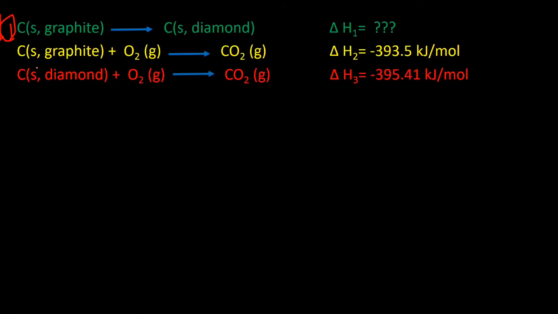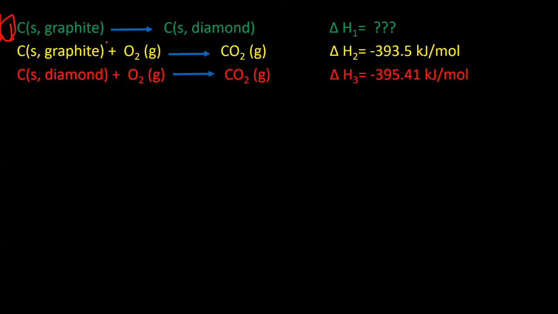And then we have C as a form of graphite plus oxygen gives us CO2 gas, and we have diamond plus oxygen gives us CO2. And we have delta H for both of these reactions. We want to find delta H1. Again, we need to use Hess's law. Okay, let's see how we can find a relationship between these reactions.